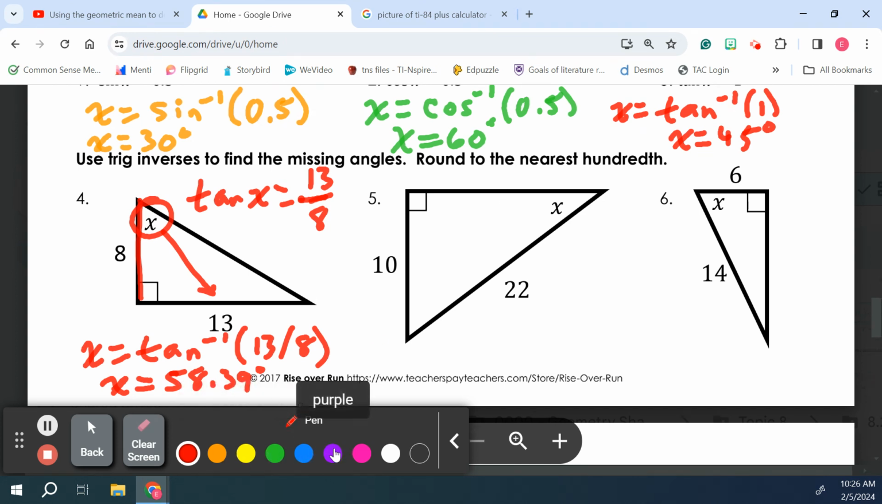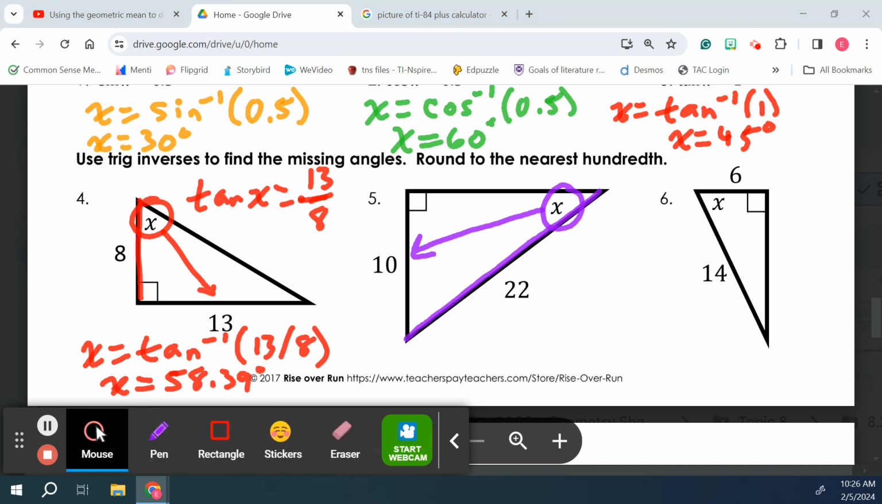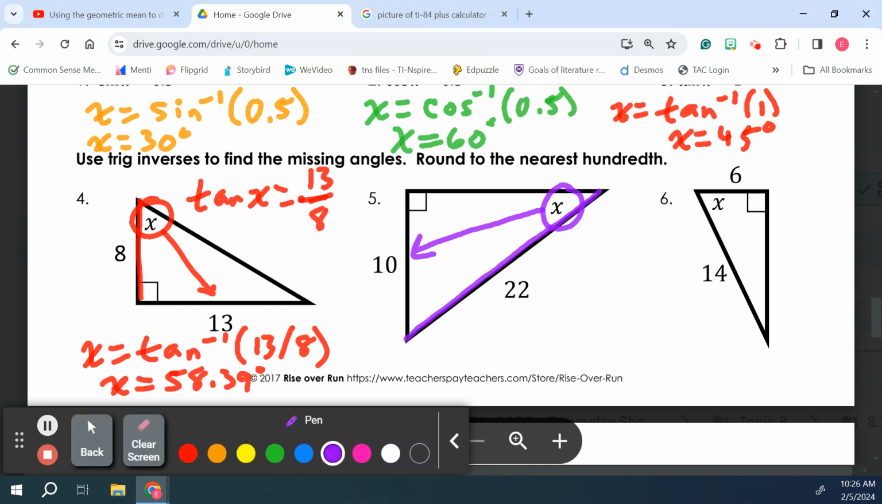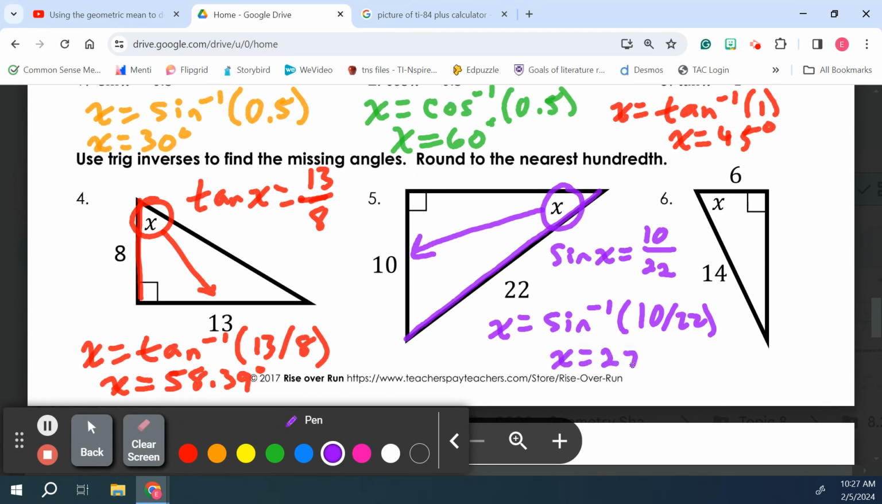Okay, here's the next one. So we're looking at this. We have this, and we have our hypotenuse. So what am I using here? What'd you say? Sine. Very good. So we're going to have the sine of x equals 10 over 22. So this is going to be x equals the sine inverse. What'd you get? Rounded to the 100th, 27.04. Good job. Try 6 on your own.